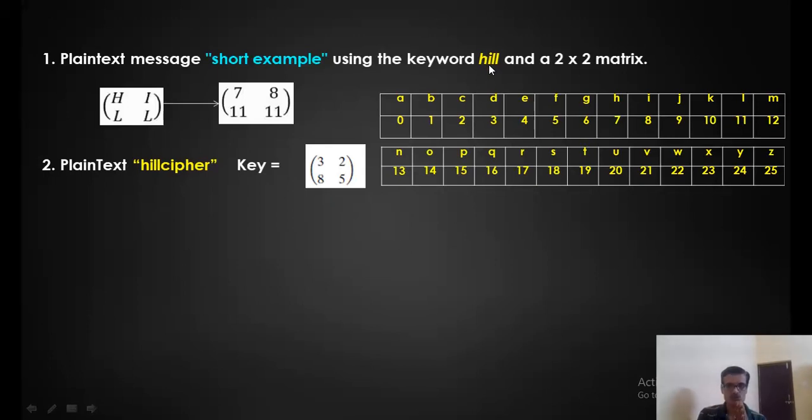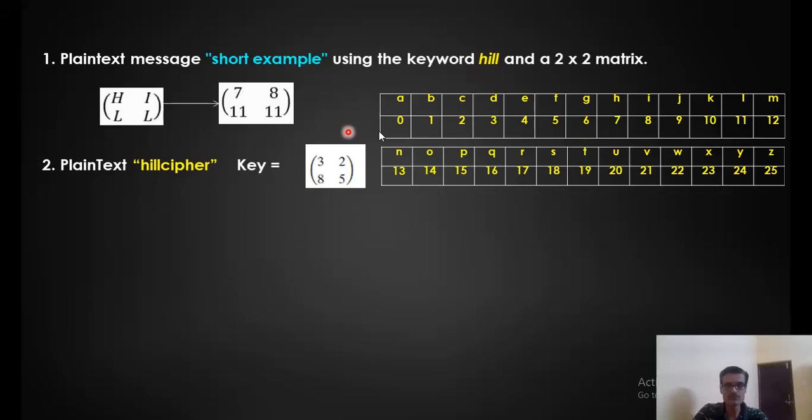Okay, so I need a 2 cross 2 matrix. Based on the keyword, you can decide what the size of the matrix should be. If they mention only 4 letters, it should be 2 cross 2, because I can translate this Hill into numerical values by using this mapping.